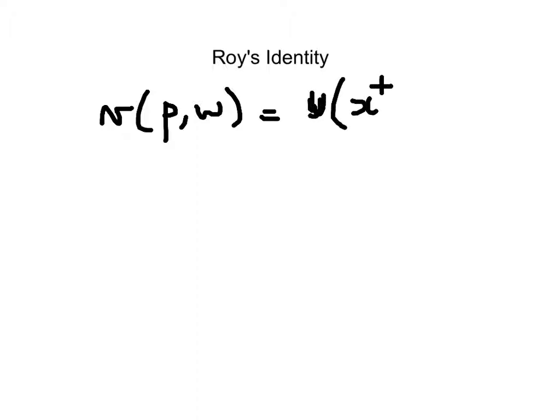Now I'm going to apply the envelope theorem to derive another important result, Roy's identity. I'm going to apply the envelope theorem to the value function v, the indirect utility function, which is simply the maximum utility that I can get given P and W, so it's the utility of the optimal bundle.